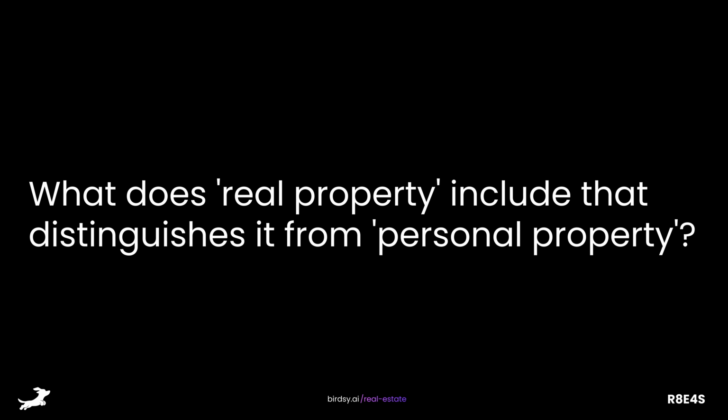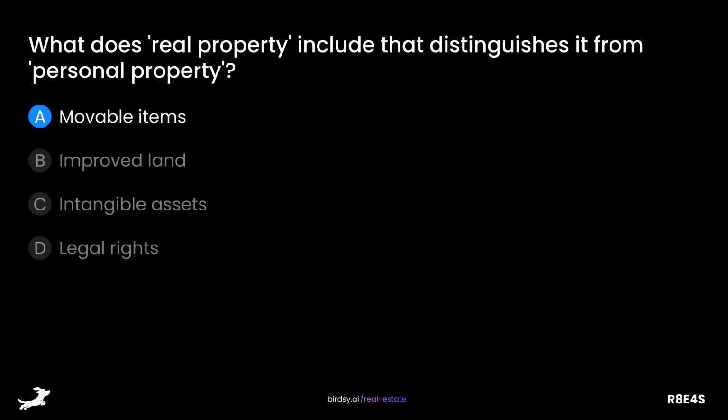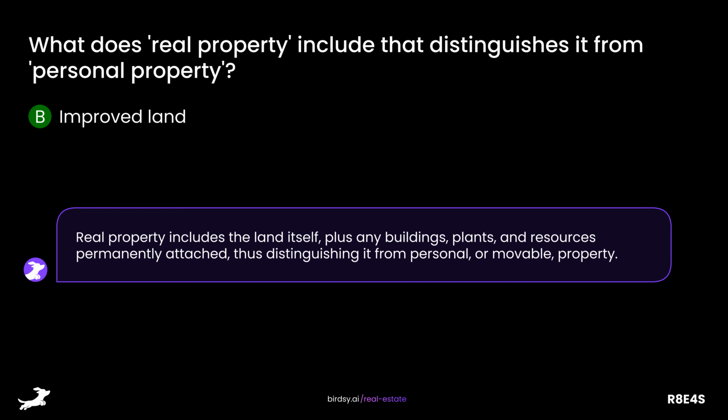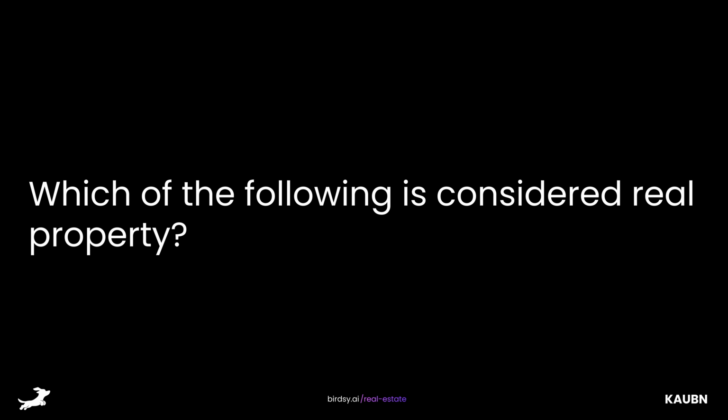What does real property include that distinguishes it from personal property? Is it A, movable items, B, improved land, C, intangible asset, or D, legal rights? The answer is B, improved land. Real property includes the land itself, plus any buildings, plants, and resources permanently attached, thus distinguishing it from personal or movable property.